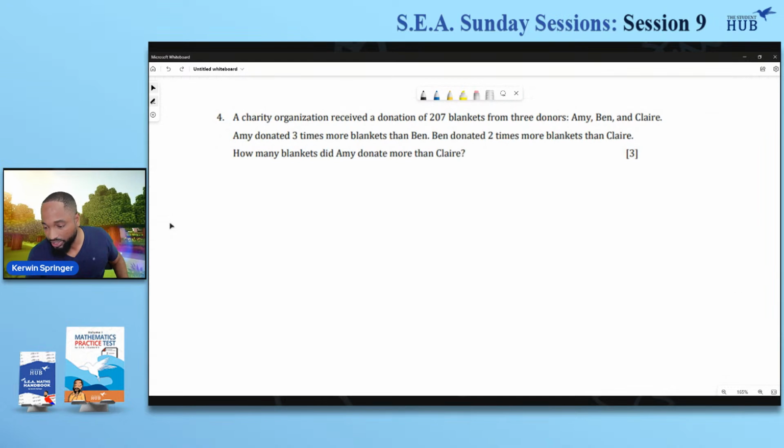A charity organization received 207 blankets for 3 donors, Amy, Ben, and Claire. So this is looking like a straightforward equal sharing. Most of you all will be able to figure this one out with a bar diagram.